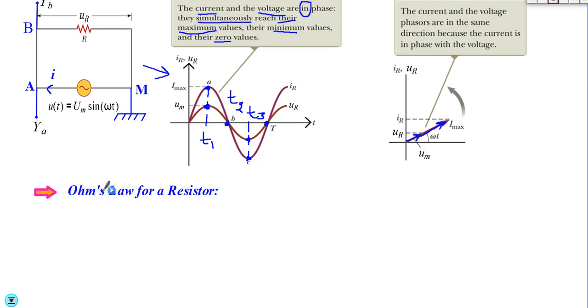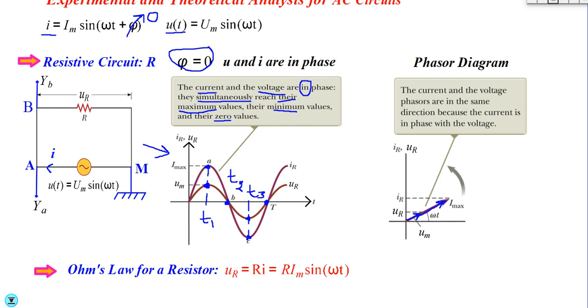Actually, we have Ohm's law for a resistor. U of R is R times i, where i is I maximum sine omega t, so we will substitute it: U of R equals R I maximum sine omega t.